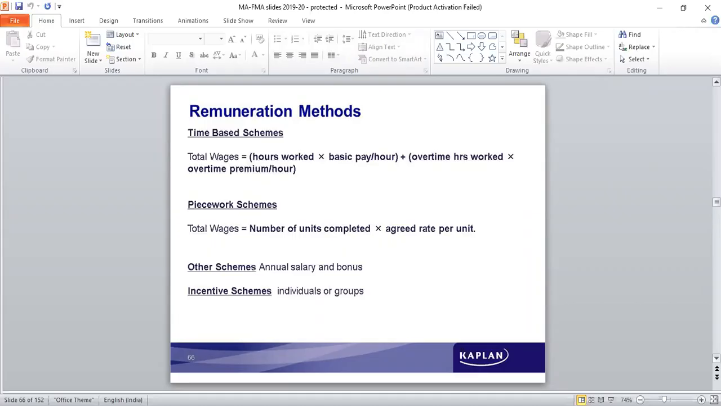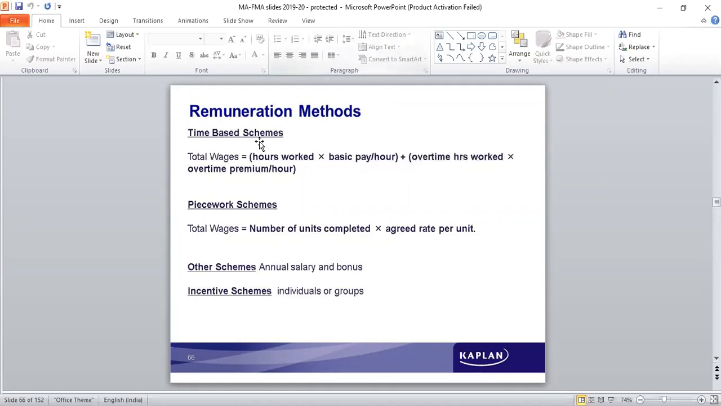Now, what is this cost of labor? It is the cost paid to the labor for converting the raw material into finished goods, those who are involved in the production process, and the remuneration which is paid to them. What is the method of paying the remuneration?